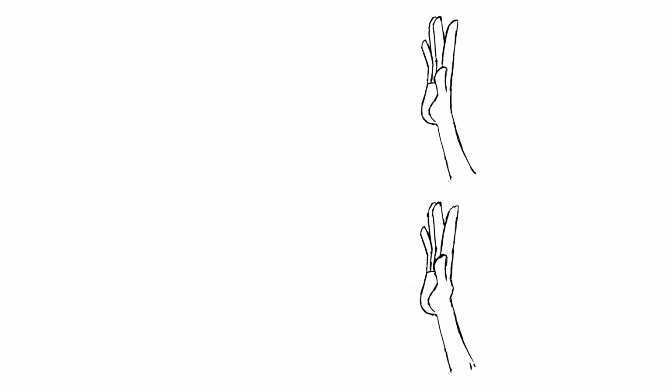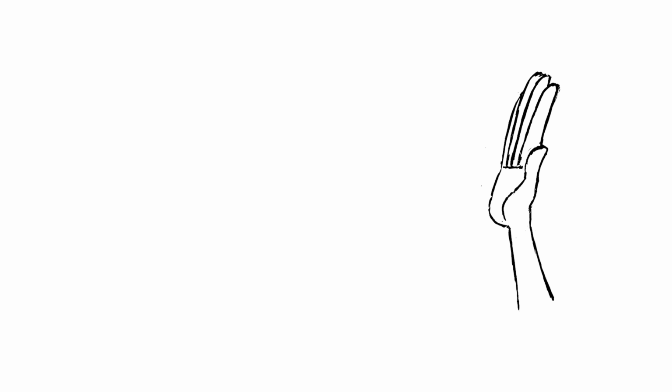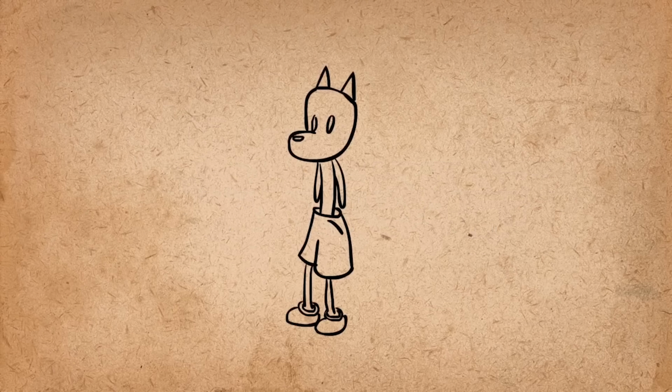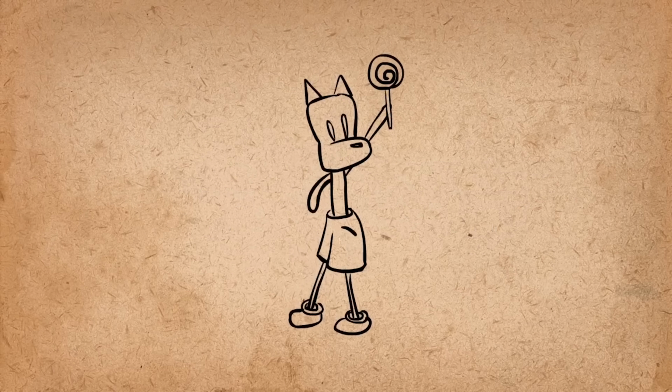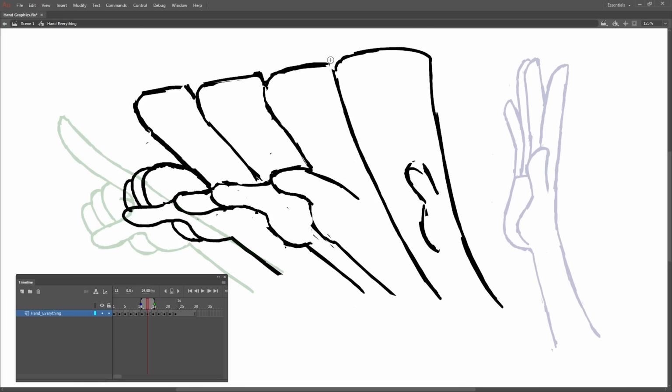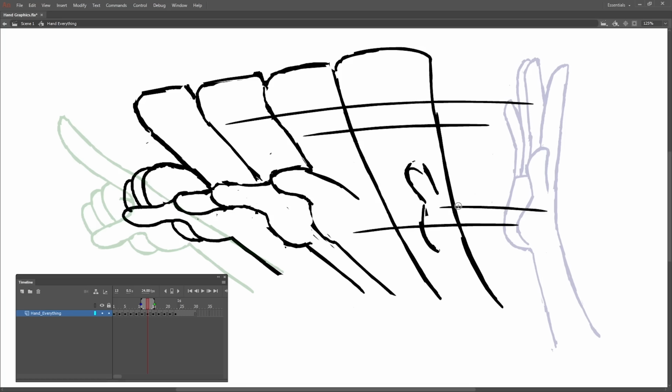Look at the difference. So, anticipation is not always natural in every movement, but it is a lot nicer to look at and it makes the acting clear. Just like Alan Becker said, anticipation helps communicate actions to the audience by preparing them for the next action, so they won't miss it. Oh, and I forgot to add in the part where we add squash and stretch to the hand. So let me replace some of the middle frames, which are kind of bland, with a very stretchy, smeared drawing of the hand to better convey this speed.